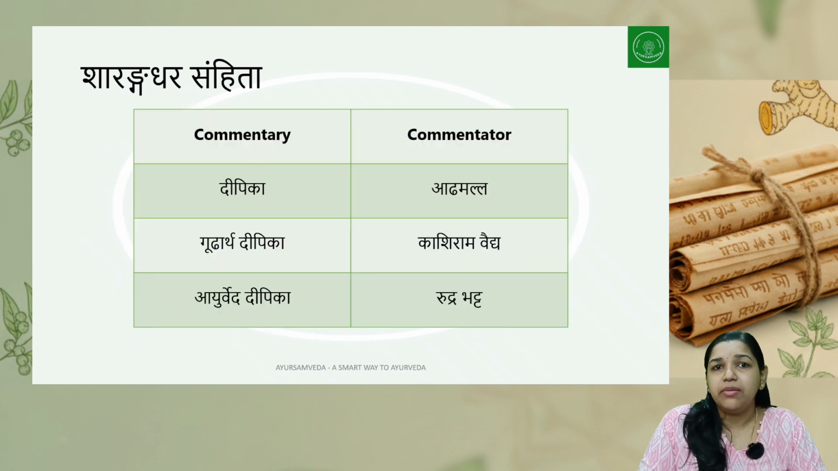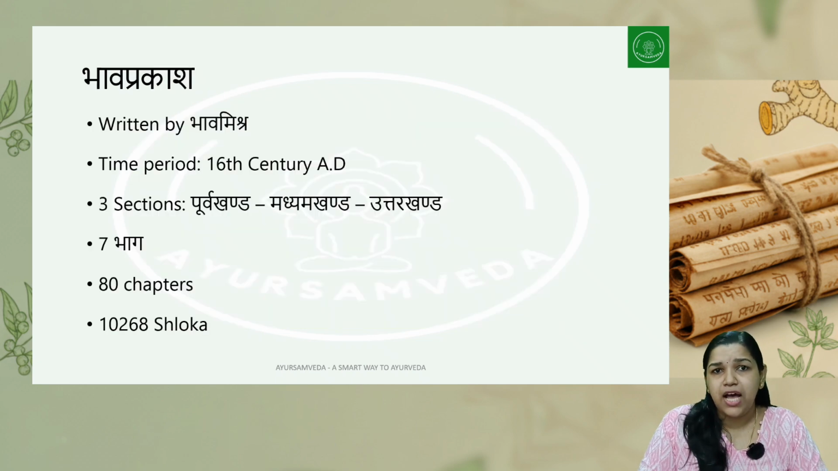The commentaries and commentators of Sharangadhara Samhita: Deepika commentary written by Adhamalla, Gudartha Deepika written by Kashirama Vaidya and Ayurveda Deepika written by Rudra Bhatta. Moving with the Bhava Prakasha, it is written by Bhava Mishra in the 16th century AD. This Bhava Prakasha also has 3 sections, that is Purvakhanda, Madhyamakhanda and Uttarakhanda.